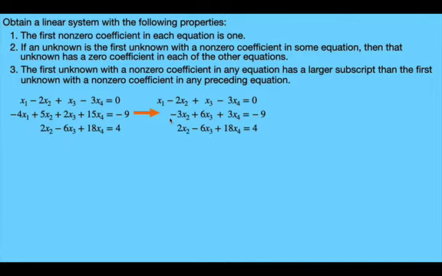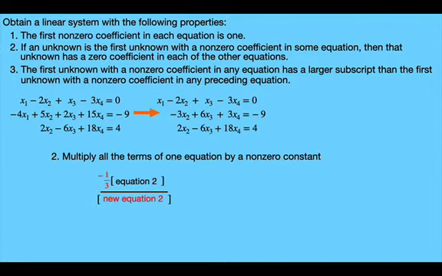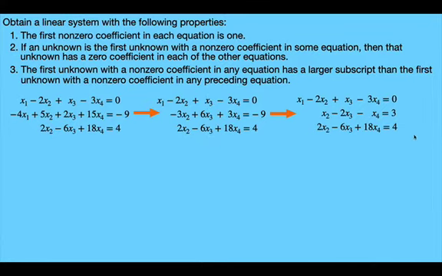To do that, we'll use the second operation to multiply every term of the second equation by -1/3, and that will give us our new equation 2. Now when we multiply the second equation by -1/3, we get this new equation 2, where the x sub 2 term has the coefficient equal to 1. Now replacing the second equation with this new one, we get this new equivalent linear system. And we'll continue by solving this new system.